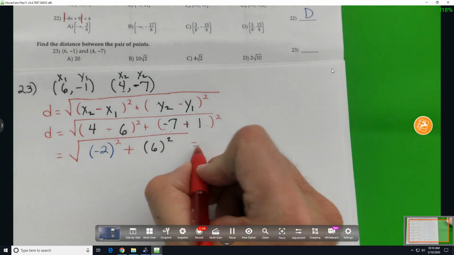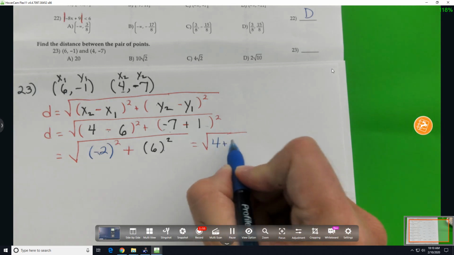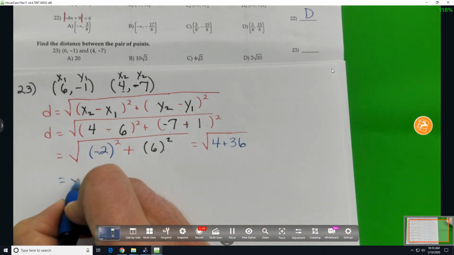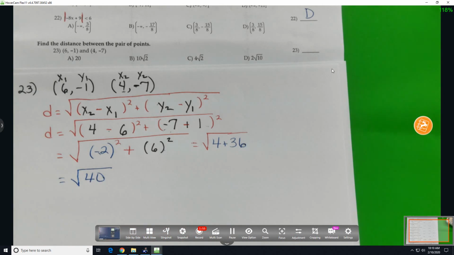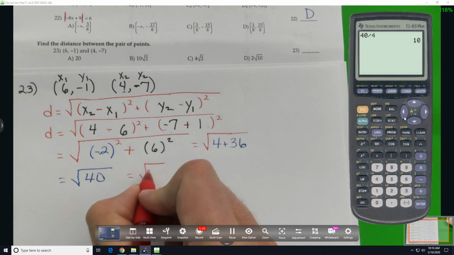So what are we going to wind up with under this square root? We have a 4 plus 36. Is it a 40 that we're going to get under there? Which is not listed as an answer. What does that mean? Well, it means we're not finished. Can we simplify the square root of 40? Yeah, what perfect square divides into 40? Yeah. Oh, let me clear this. 40 divided by 4 is 10. So I can rewrite 40 as 4 times 10.